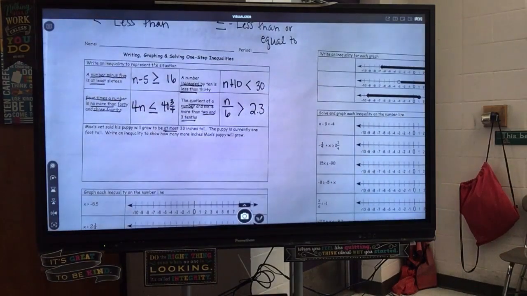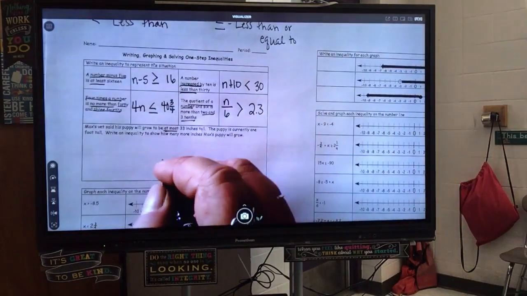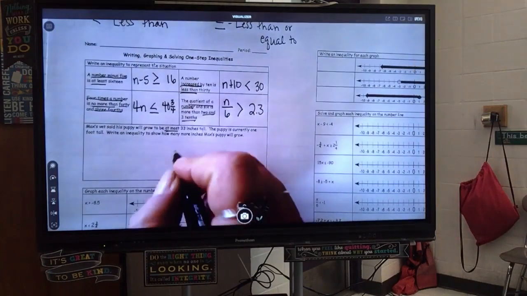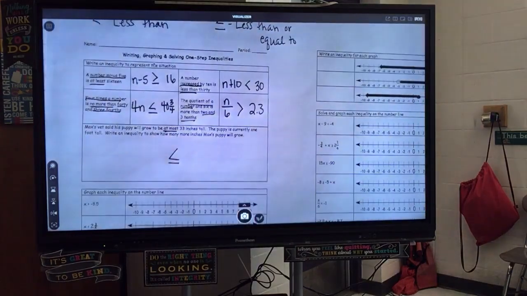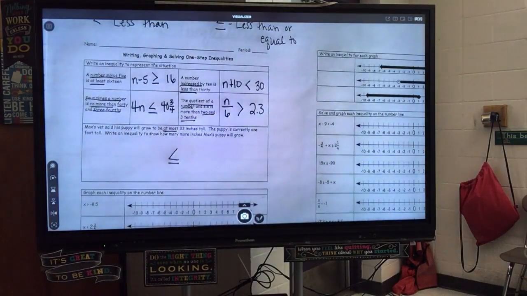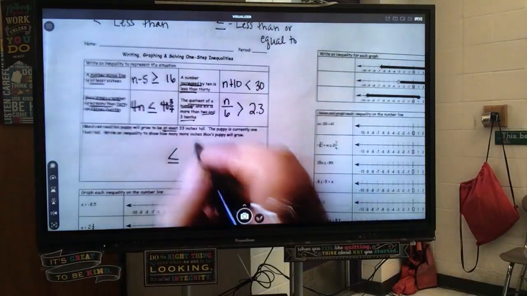Because that can resemble less than, greater than, or equal to. So which one is it? Less than. Less than or equal to? So you're saying it's that one? Okay. Anything else in that sentence important? Equal, 33 inches tall. Right.